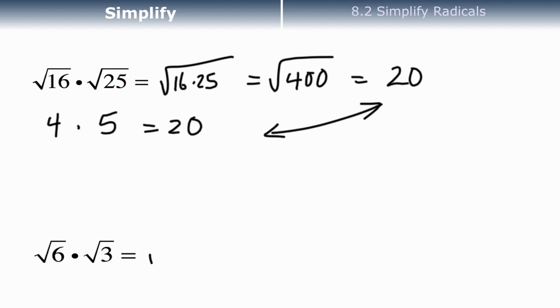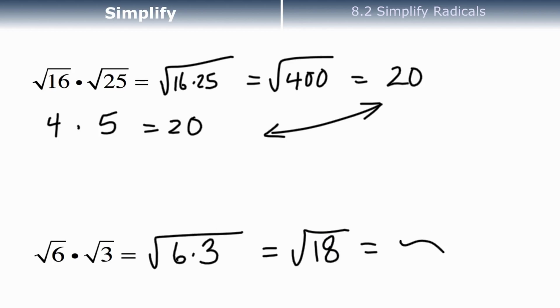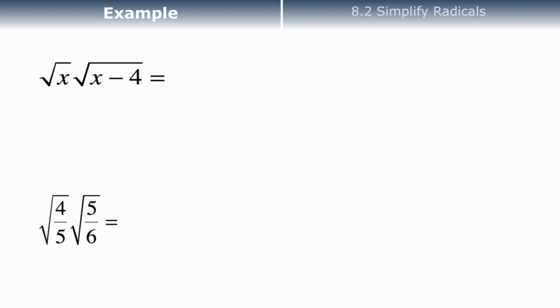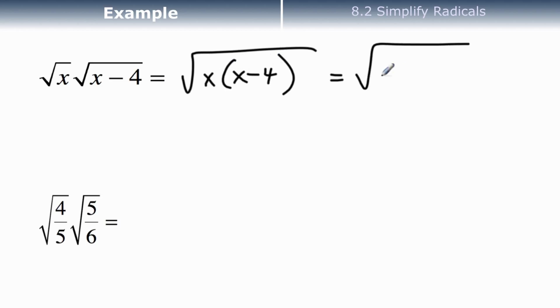Here's another one. Square root of 6 times square root of 3 is the same thing as the square root of 6 times 3. I could rewrite that as whatever 6 times 3 is equal to, and with this particular one I could keep simplifying, but I'm going to show you that in another slide or two. I just wanted to show you that product rule. Here's a couple more. Square root of x times the square root of x minus 4 is the square root of the product of those two things, so the product of x times x take away 4. I could leave it like that, or if I wanted to use the distributive property, I could write that as the square root of x squared minus 4x.